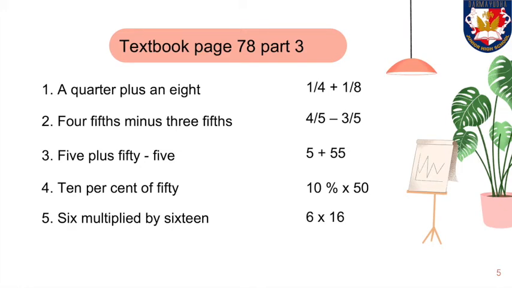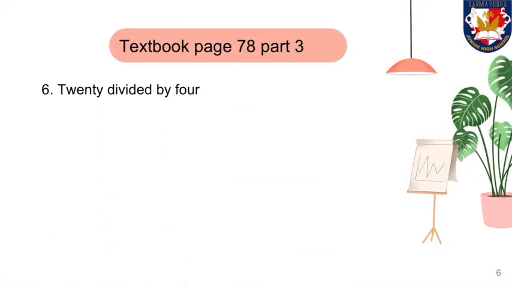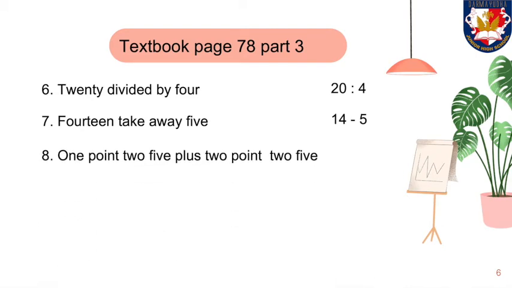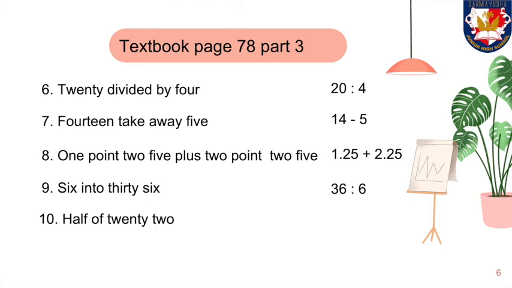Now, let's continue to number 6. 20 divided by 4. Number 7, 14 take away 5. Number 8, 1.25. Remember, it is 1.25, not 1.25. Plus 2.25. Number 9, 6 into 36. The last one, number 10, half of 22.